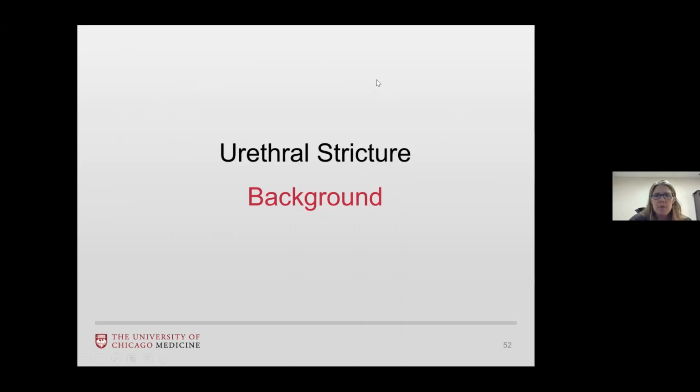So I don't know if this is how it's been going, but I'm just going to take a quick peek at the Q&As because I was going to move on to urethral strictures.